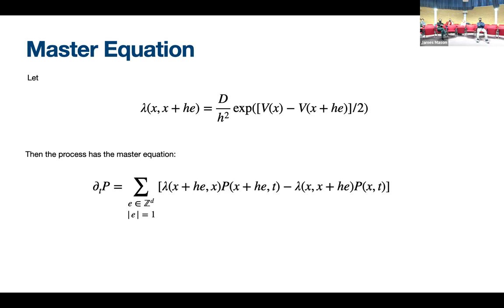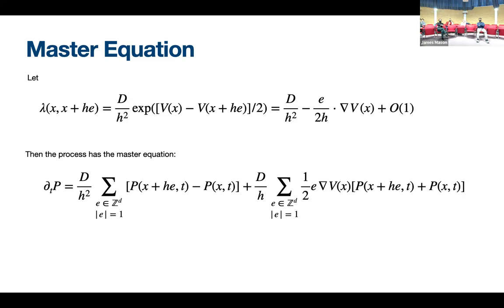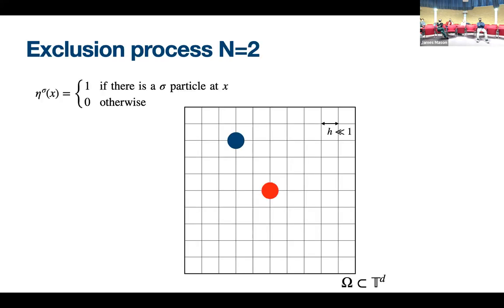And so if we assume V is smooth, we can Taylor expand, and then again take the limit. Where now we still have the diffusive term, but now we also gain this sort of drift term, gradient of V. Okay, so that might be one particle on its own. But how do we introduce an exclusion rule when we have two particles moving around?